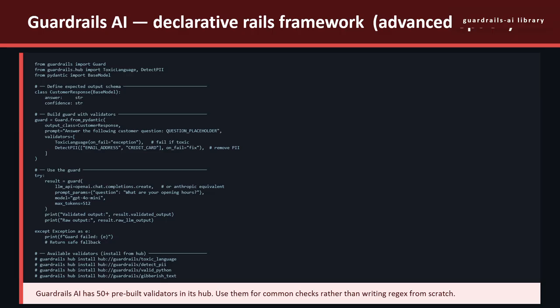The Guardrails Hub is a repository of pre-built validators that the community has contributed. You install them with the Guardrails Hub install command. There are validators for checking valid Python code, detecting gibberish text, ensuring factual grounding, and many more. The result object returned by the guard call has two useful fields. Validated output contains the cleaned and validated data, and raw LLM output contains the original unmodified response from the model.